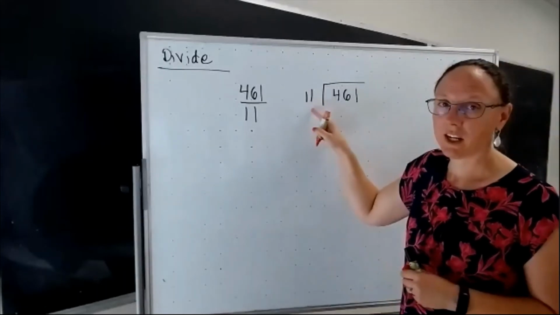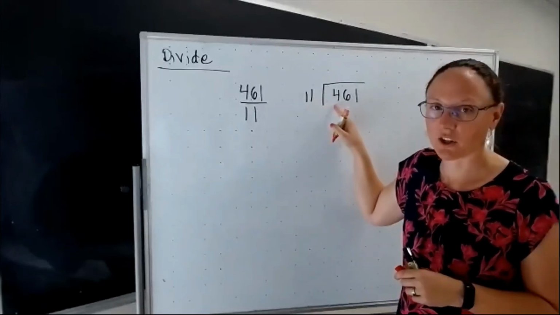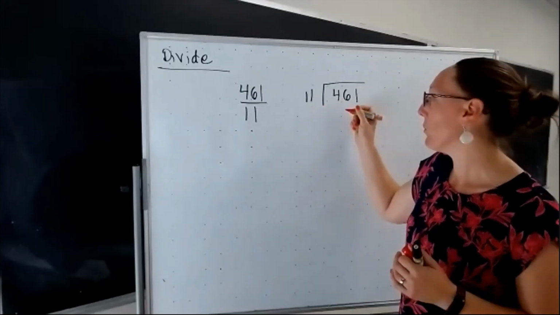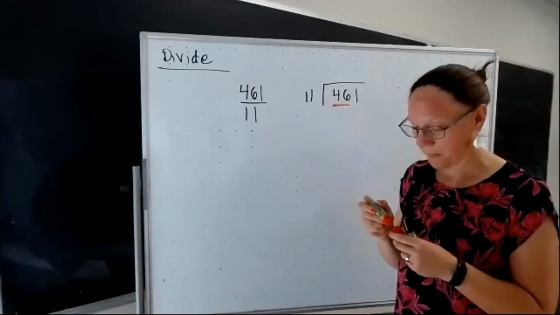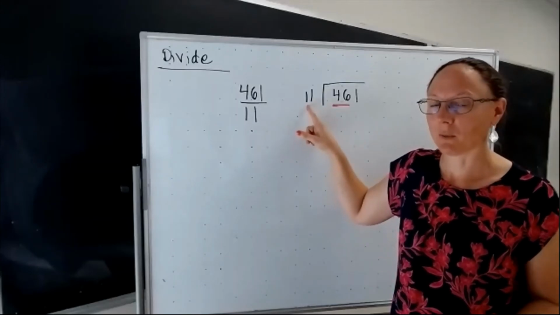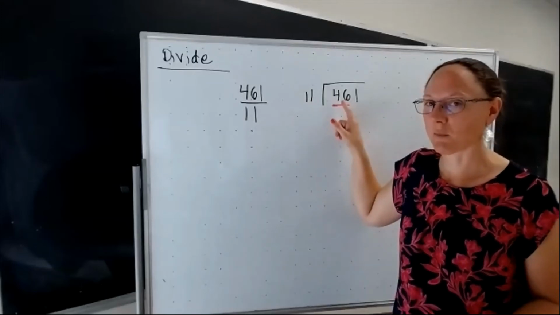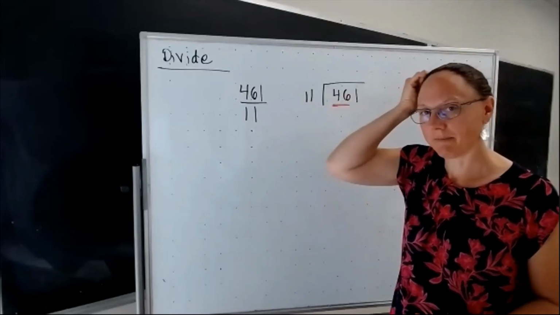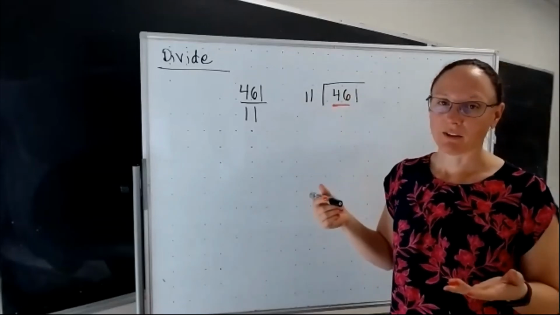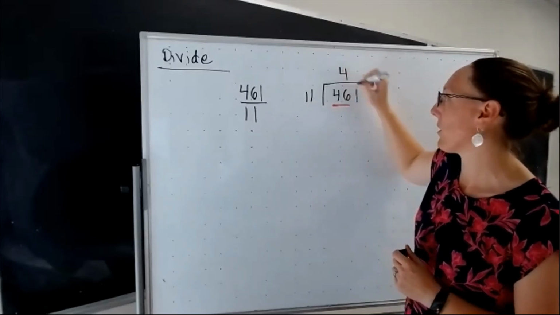does 11 multiply by some positive whole number to get me to 4? No, 11 is already bigger than 4. So I move over and I scoop the second piece. And I look at this and I say, what whole number can I multiply 11 by to get as close to 46 as possible without going over? And 11 times 4 is going to get me to 44, and that's the best I can do. So I write a 4 up here on top.